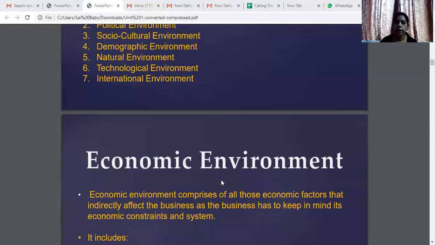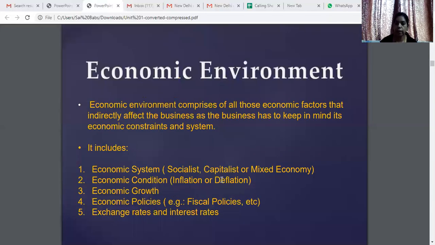So first we are taking here the economic environment. Economic environment comprises all those economic factors that indirectly affect the business, as the business has to keep in mind its economic constraints and system. So it includes economic system, means you are running your organization in a socialist economy, capitalist economy, or a mixed economy. Nowadays, when we have MNCs, they can have their branches in so many countries. So one country can be a capitalist economy and another country can be a mixed economy.